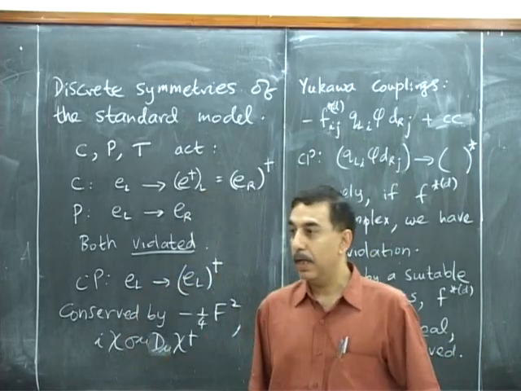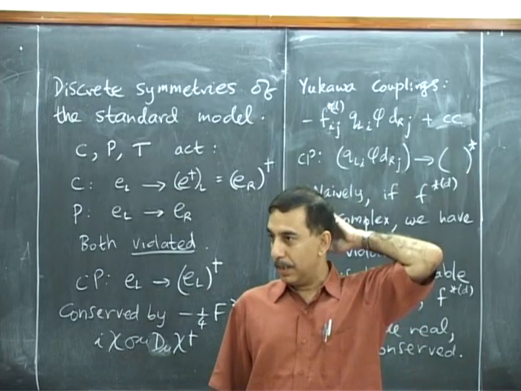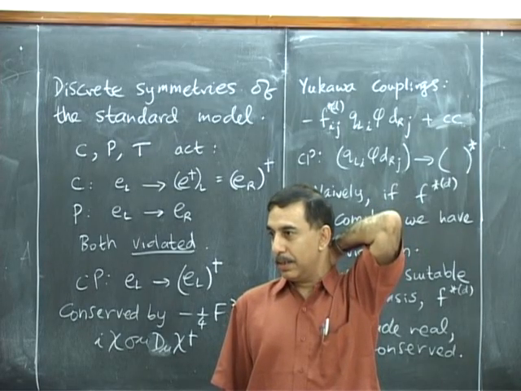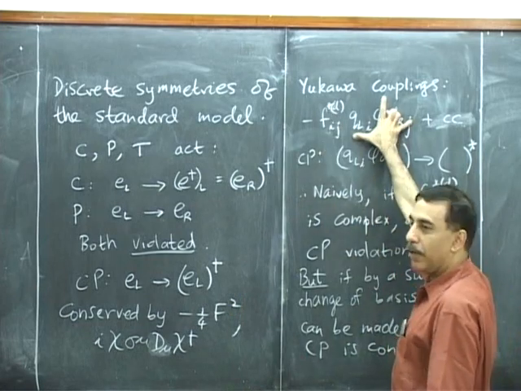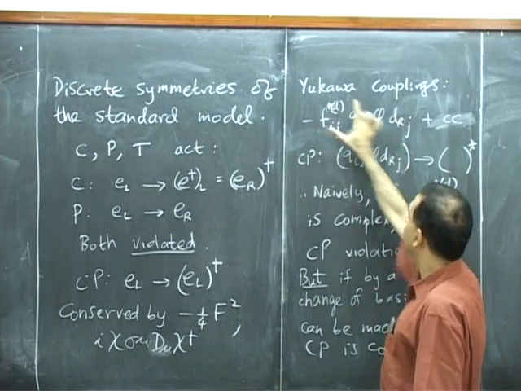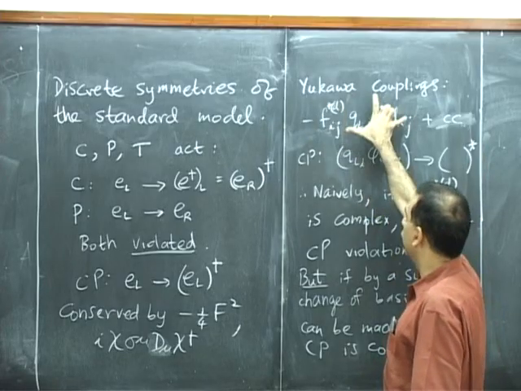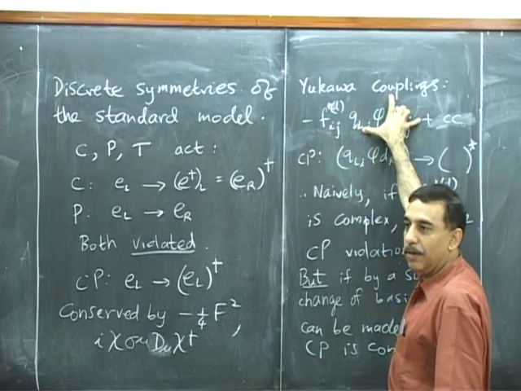Yes. In the Lagrangian we have that term plus its complex conjugate. So is it CP-violating? No. See, in the Lagrangian we have this times this operator plus the conjugate of this times the conjugate of this operator. Under CP we get this times the conjugate of this operator plus the conjugate of this times this operator. Not the same.